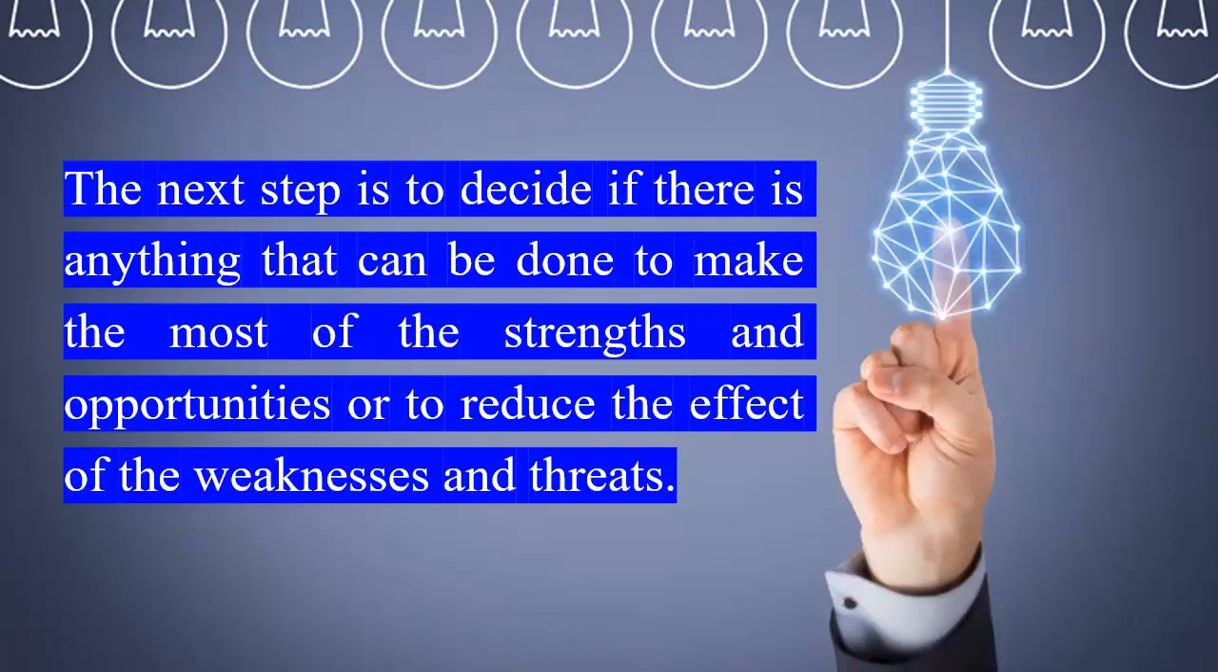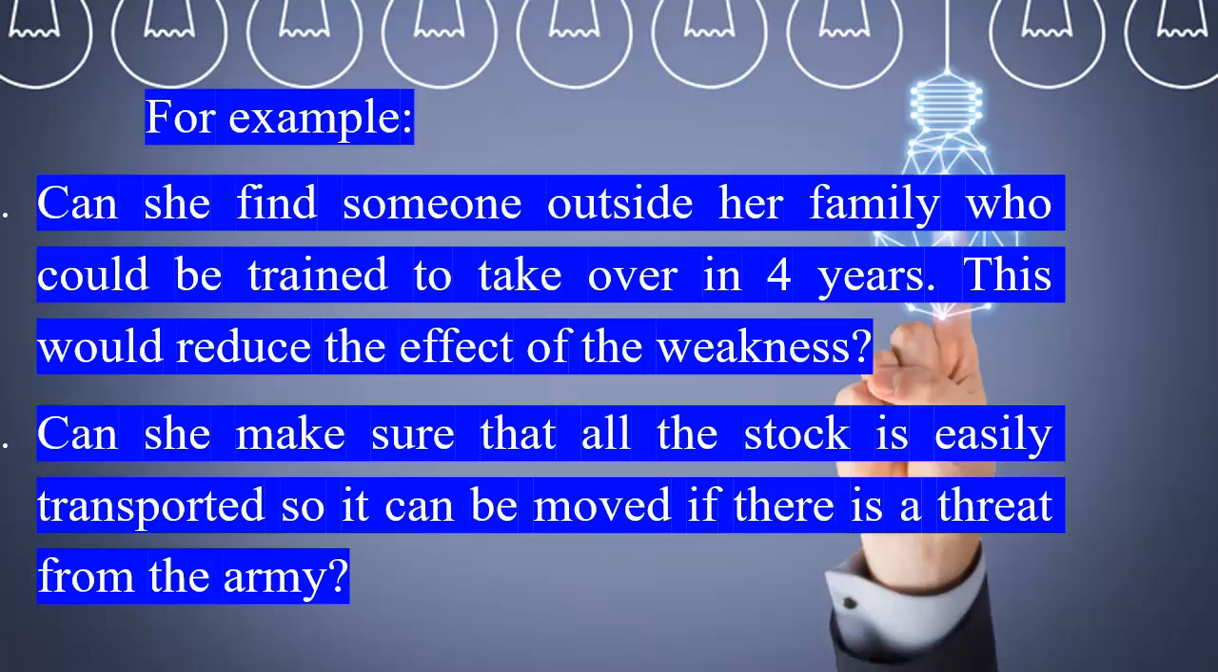So now that we've identified the strengths, weaknesses, opportunities and threats, the next step is to decide if there's anything that can be done to make the most of the strengths and opportunities, or to reduce the effect of the weaknesses and threats. For example, can she find someone outside her family who could be trained to take over in 4 years? This would reduce the effect of the weakness. Another example, can she make sure that all the stock is easily transported so that it can be moved if there's a threat from the army?